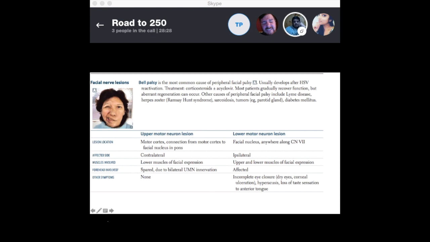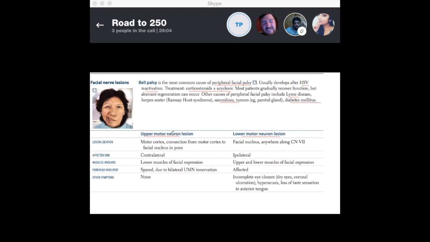So, as you see in this slide from First Aid, it's the most common cause of peripheral facial palsy. It develops after HSV reactivation, and the treatments can be corticosteroids and acyclovir. And then most patients will gradually recover function, but there are other causes such as Lyme disease, as we talked about, sarcoidosis, tumors, and then diabetes is another one. So with facial nerve lesions, you want to think of upper motor neuron lesions and lower motor neuron lesions.